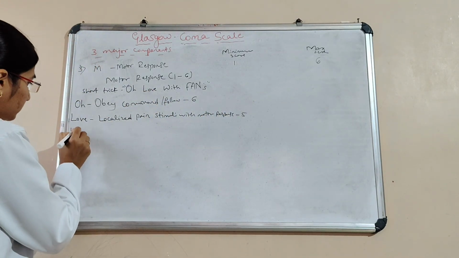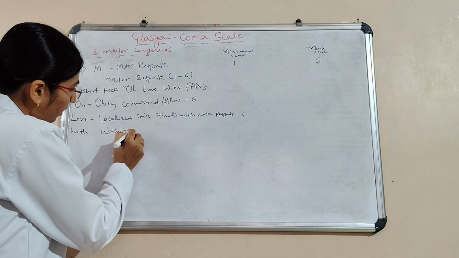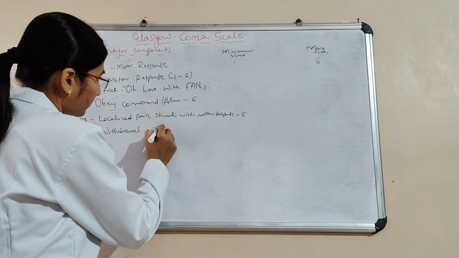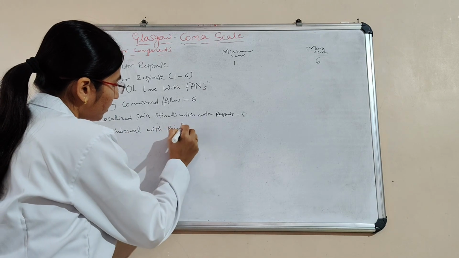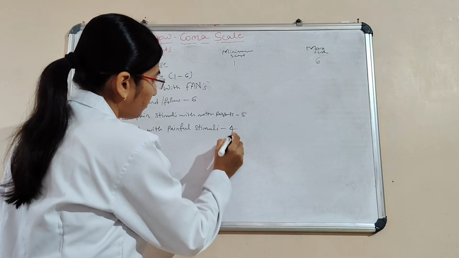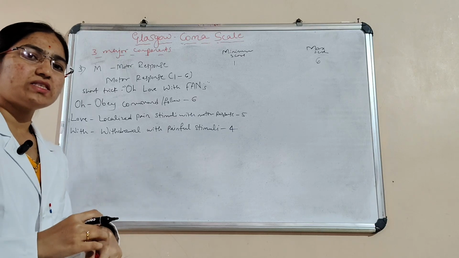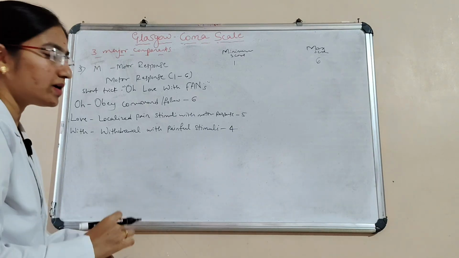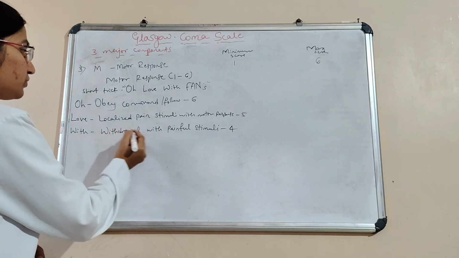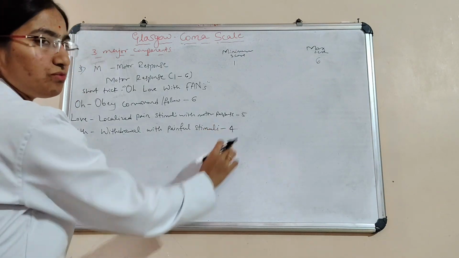And then that is withdrawal. Withdrawal with painful stimuli, we can give 4. When the examiner is going to pinch, that time he will not remove the examiner's hand. That time he is going to take his hand away from the examiner. That is withdrawal, withdrawal with a painful stimuli. That is, we can give the score 4.